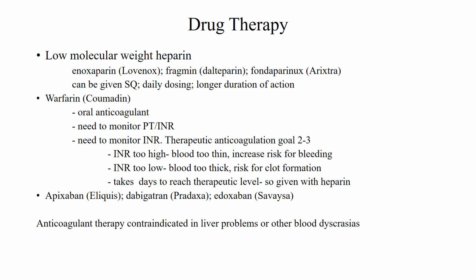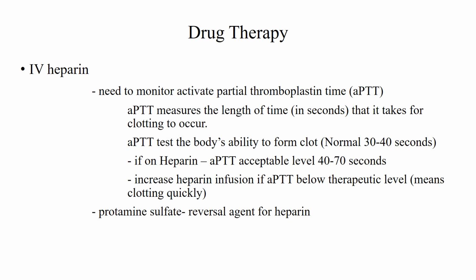Other anticoagulant drugs are Eliquis, Pradaxa, and Edoxaban. Anticoagulant therapy is contraindicated in patients with liver problems or patients with blood dyscrasias. Intravenous heparin is also given for pulmonary embolism. When a patient is taking IV heparin, we need to monitor the activated partial thromboplastin time, or the APTT.